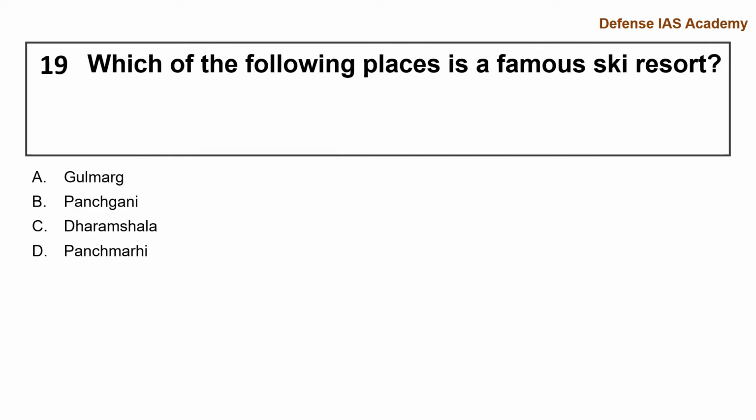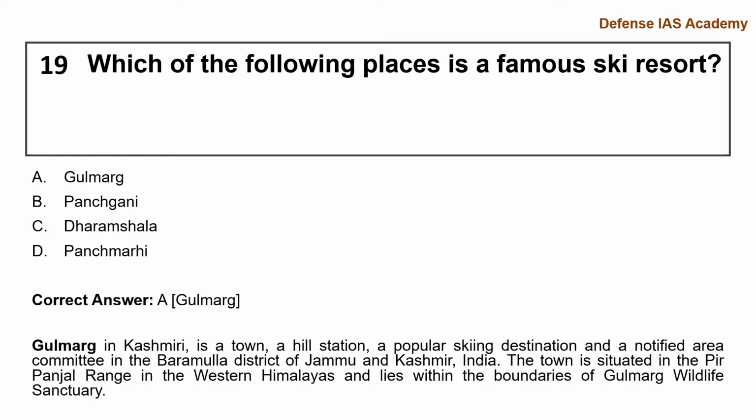Question number 19. Which of the following places is a famous ski resort? The correct answer is option A, Gulmarg. Gulmarg in Kashmir is a town, a hill station, a popular skiing destination and a notified area committee in the Baramulla district of Jammu and Kashmir, India. The town is situated in the Pir Panjal range in the western Himalayas and lies within the boundaries of Gulmarg Wildlife Sanctuary.